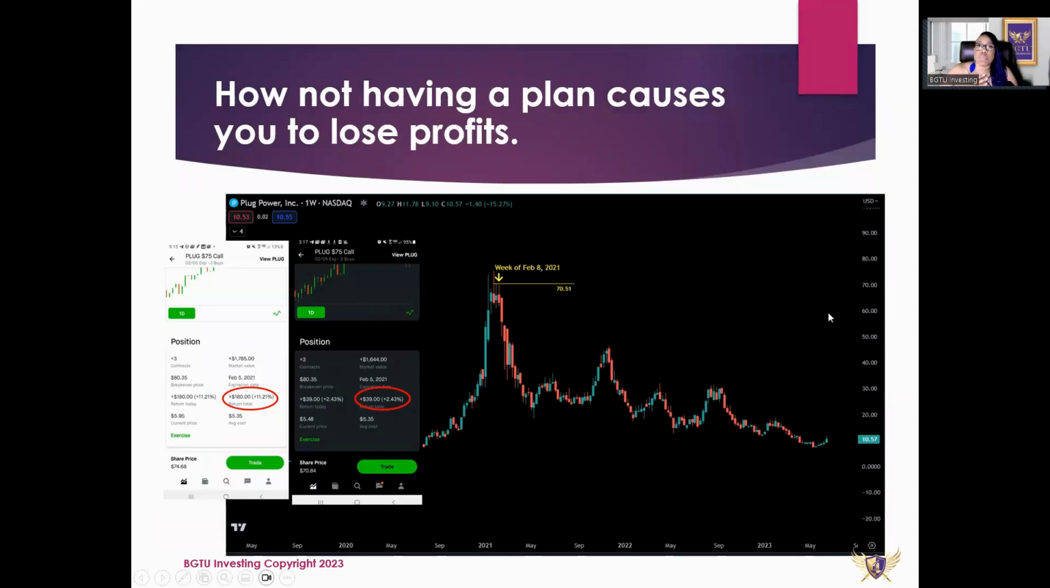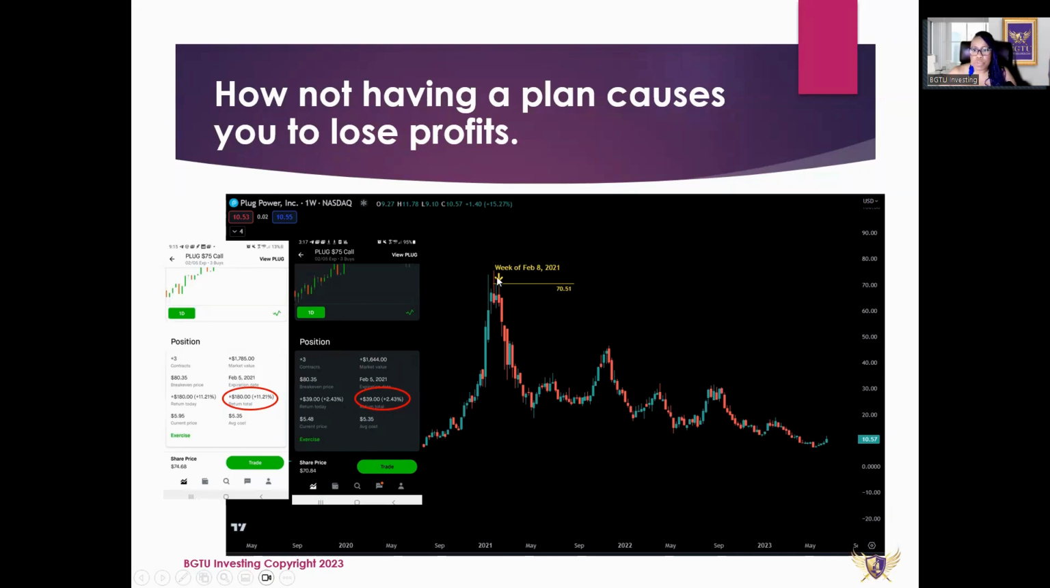So, how not having a plan causes you to lose profits. Here is a trade that I took unplugged. And like I said, my expiration date was February. I didn't go back far enough. I actually didn't look this one up to see where I entered, but I had a good entry. I was up 11%, $180. Life was good. I had three contracts.